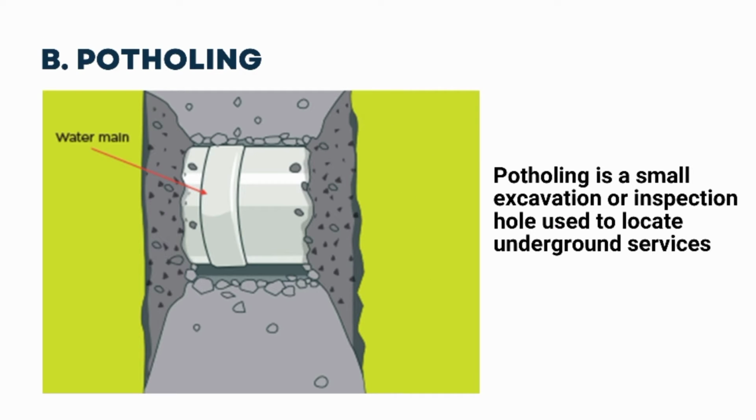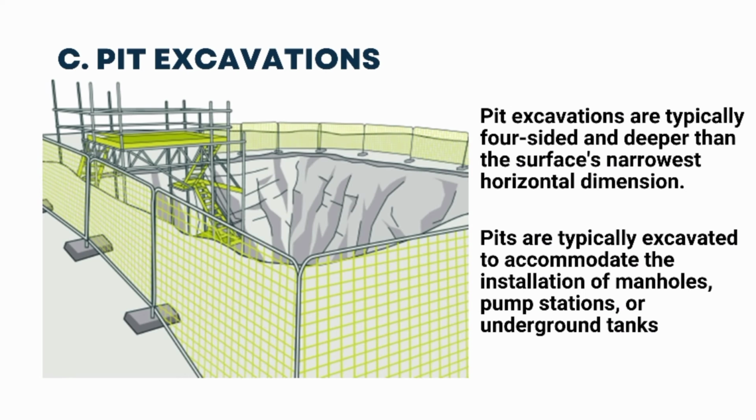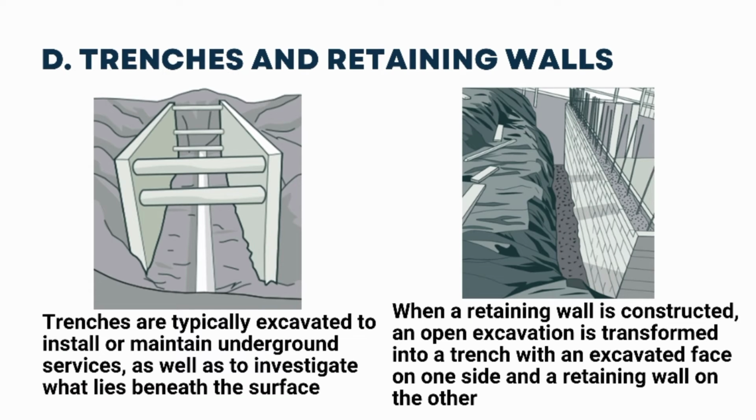Number 2. Potholing. Potholing is a small excavation or inspection hole used to locate underground services. Potholing is also known as daylighting. Number 3. Pit excavations. Pit excavations are typically four-sided and deeper than the surface's narrowest horizontal dimension. They are typically excavated to accommodate the installation of manholes, pump stations, or underground tanks. They are also excavated to build pile caps and other types of foundations, as well as to gain access to or locate existing services.